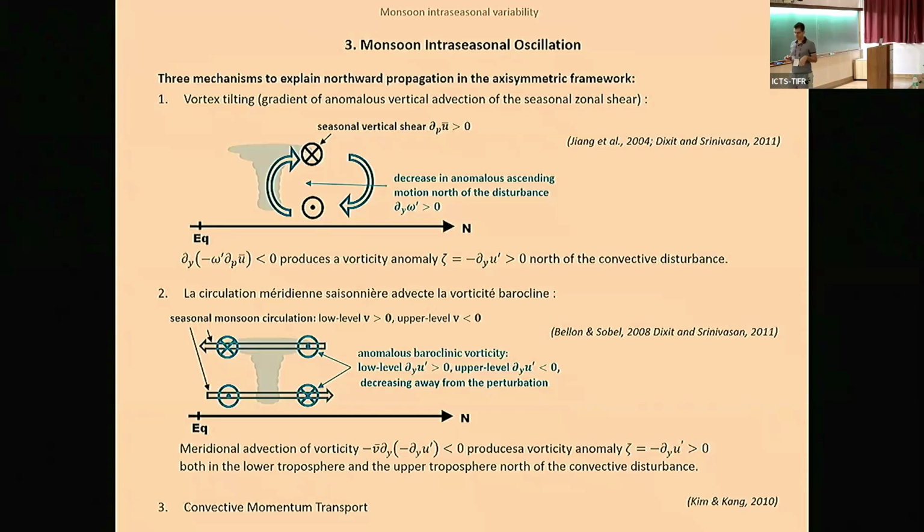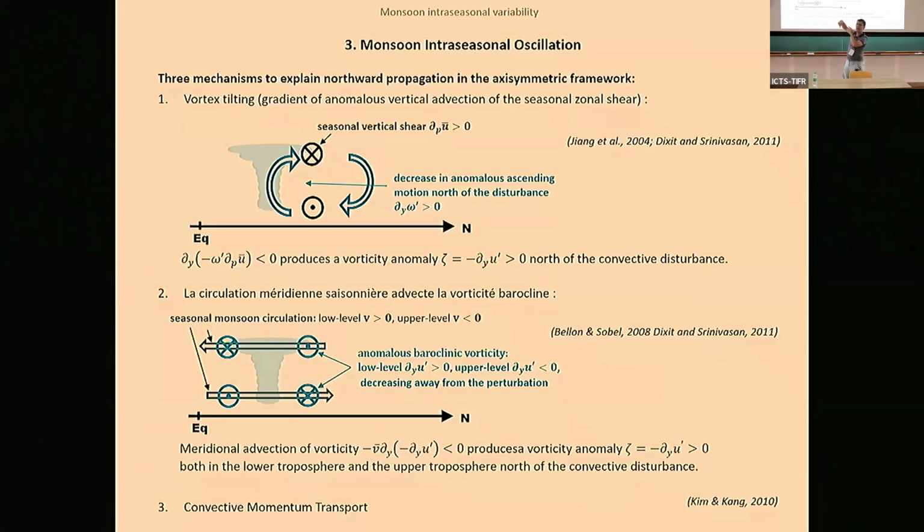So you can imagine you have your seasonal circulation that's going eastward in the boundary layer and westward above. So you can imagine a gyre like this that's seasonal. And then you have your overturning circulation that's like this. So it's going to take your gyre like this in the vertical zonal, and it's going to rotate it horizontally, and that's going to create vorticity. Okay? So that's the first mechanism.